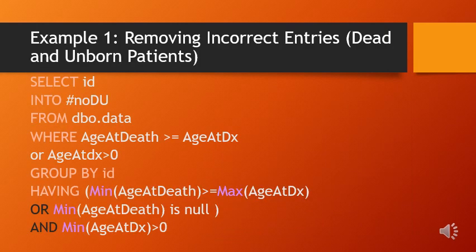The SQL code displayed is an example from our lecture which attempts to remove unreasonable values for age at death occurring before a patient is diagnosed. This is done by specifying that the minimum age at death is equal to or greater than the maximum age at diagnosis. The SQL code also includes all patients who are still alive by indicating null value is acceptable for minimum age at death. It also makes sure date of birth is greater than 0, so no unborn patients, by checking that age at diagnosis is greater than 0.